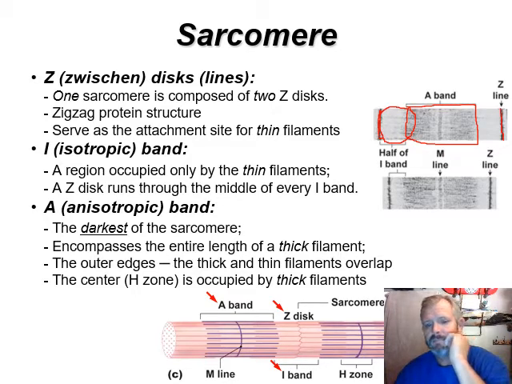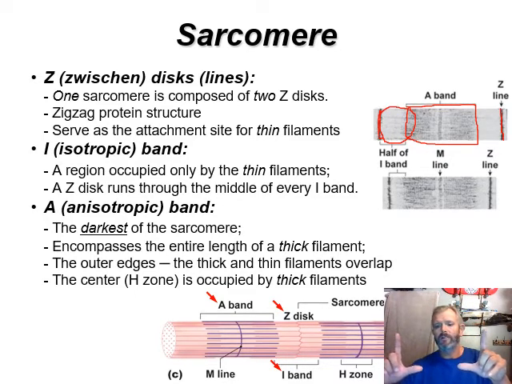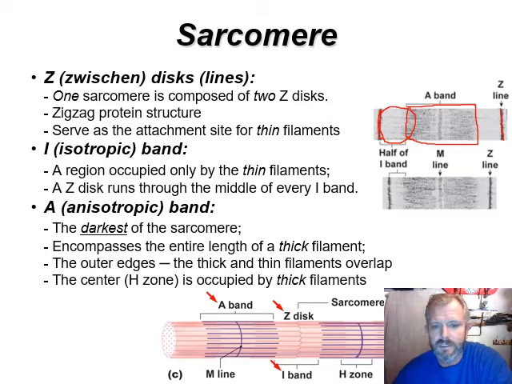Right? The A band spans the length of the thick filament. But remember, there's some overlapping thin filaments near the thick filaments. All right, so the A band encompasses the entire length of the thick filaments, but there are regions that have thick and thin.